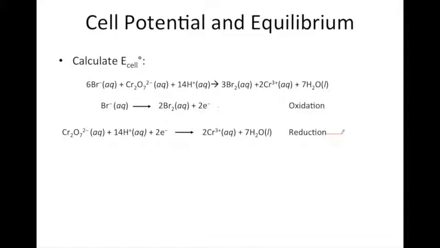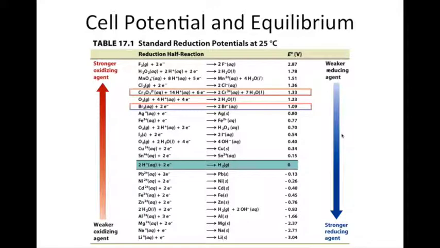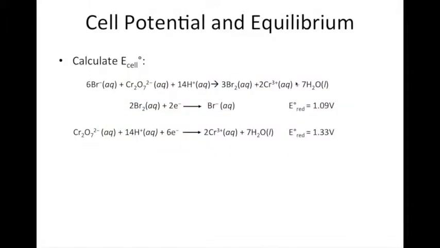So now I want to get the standard reduction potentials for each. We can see those values here. For the bromine, it's 1.09. For the dichromate, it would be 1.33. We said that the bromine reaction is our oxidation half reaction. Remember, we have to have one reduction, one oxidation. So we need to flip that reaction, and when we do, we convert this from a standard reduction to a standard oxidation potential by converting the sign from positive to negative.